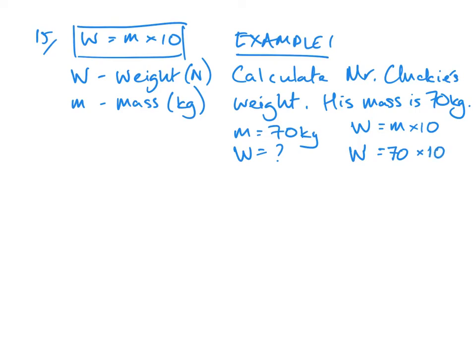Does that all make sense? You see what I'm doing with that formula? Do the actual calculation, 70 times 10. Not that you need a calculator to do that one, I'm sure. The answer is 700, and we need to fill in that it's N for newtons. And here's a good habit, underline your final answer.